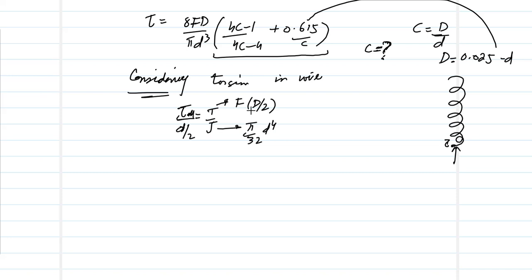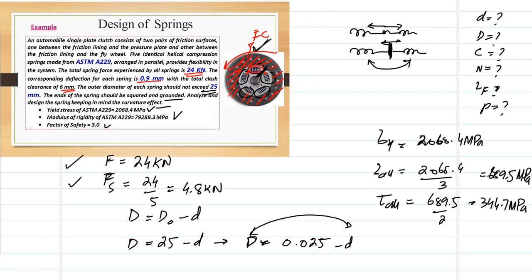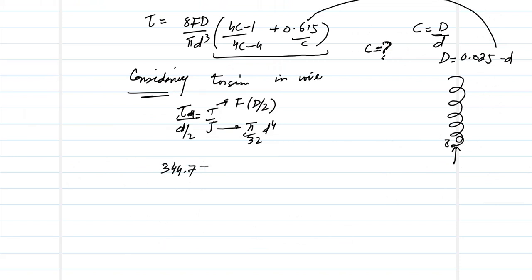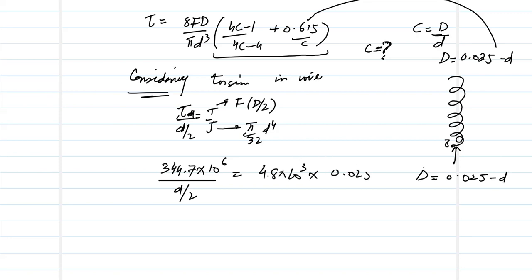So if you are not able to solve it, you consider a spring wire and try to find the values from this wire. So this tau allowable is 344.7 into 10 to the power 6. The wire diameter is not known, just write d by 2. F, the force experienced by each spring, is about 4.8 kilonewton, which is 4.8 into 10 to the power 3, into capital D. Now capital D can be replaced with this. Again, please remember the units, because if you get one unit wrong, everything goes wrong. 0.025 minus d, divided by 2, divided by pi by 32 and d to the power 4.